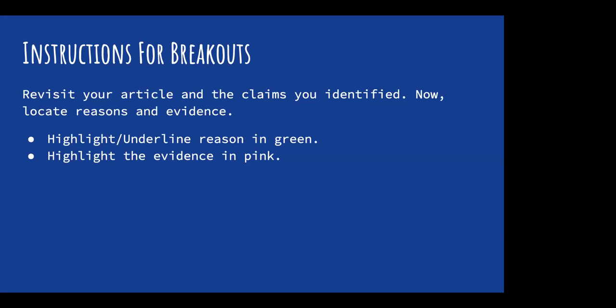Now remember that I told you that some of your claims that you highlighted in yellow might also be mini claims. So they might be your reasons. So if something is already highlighted yellow, you can underline it, okay? But we're marking reason green, evidence pink. Any questions? All righty. You should be heading back to your breakout rooms.